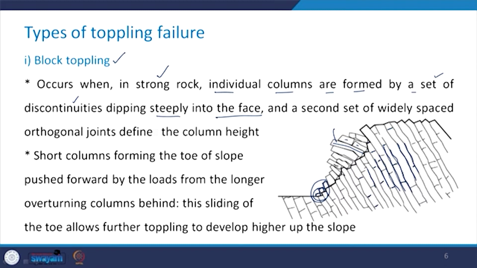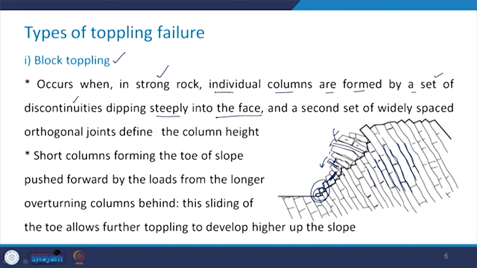The moment this column tries to overturn, whatever are these columns which are ahead of this column which is overturning, these columns are pushed forward by the load from these overturning columns which are longer columns. So, this sliding of toe allows further toppling to develop higher up the slope.